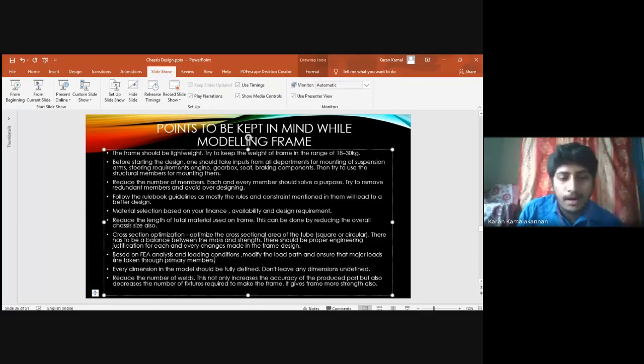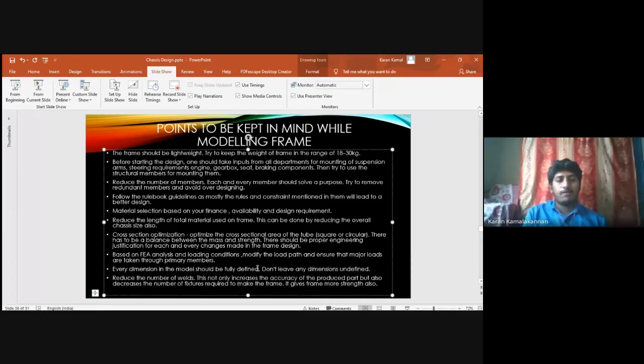Next, based on the FE analysis, the finite element analysis, and the loading conditions, you should modify the load path. During the analysis phase, if stress is higher, you must take some load out of that node by placing another member, and ensure the major loads are always taken through the primary members. Also, while modeling in 3D CAD software, every dimension should be fully defined.